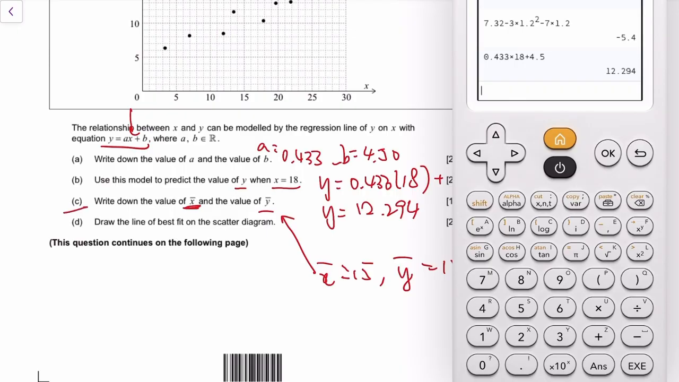Like in that particular question, if it says correct to 1 dp, then you have to do it. You cannot do more. But if it doesn't say, you can always just write as much as you can. Draw the line of best fit.